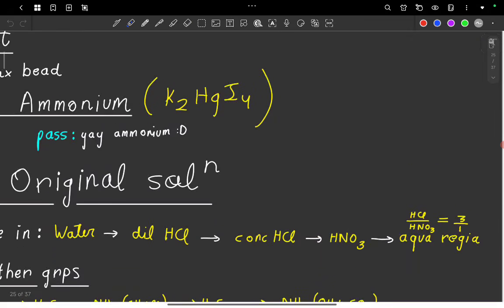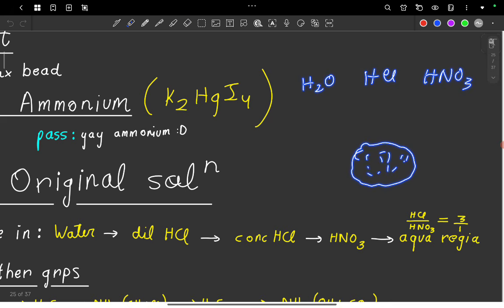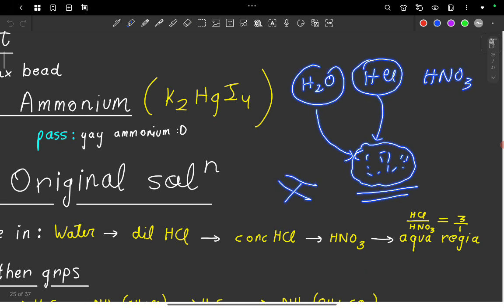And how to remember this? Basically, think of it like a scenario. There are three friends, H2O, HCl, and HNO3. They want to attack somebody. Now, I don't know the reason why, but they want to attack somebody, and that somebody is right in front of them. So, first, they send the weakest one, water. Water tries to attack this and fails. So next they send a dilute HCl, which again fails. So next they send a concentrated HCl, which again fails.